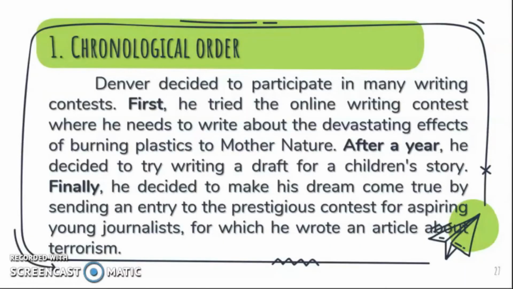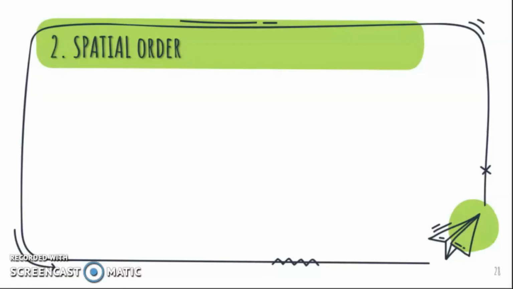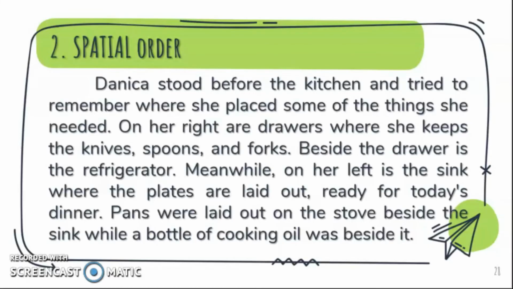The second logical pattern is spatial order. In this order, the details are arranged according to how things fit together in a physical space. That is, where one thing exists in relation to another. This pattern works well when a writer wishes to create a mental picture of something that has various parts distinguished by physical location. Please read the given example silently.